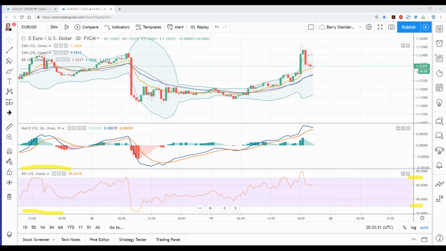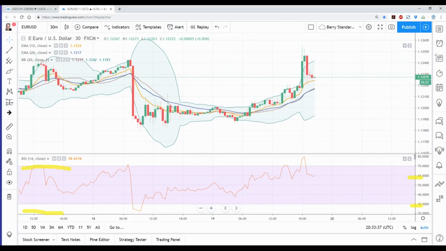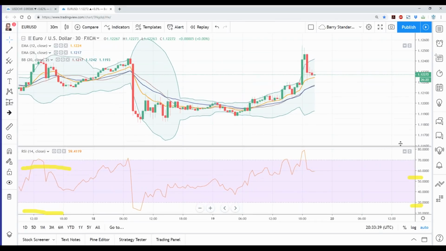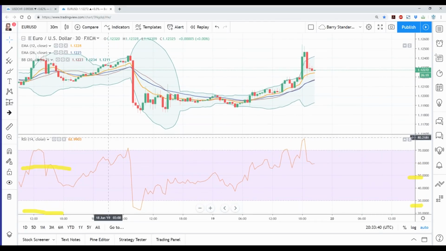And RSI is always in a field between 100 and 0. Because no matter what happens in the market, no matter what the open, the high, the low, and the close are, no matter what price action is doing, the mathematical calculation for RSI will always come out bounded between 0 and 100.